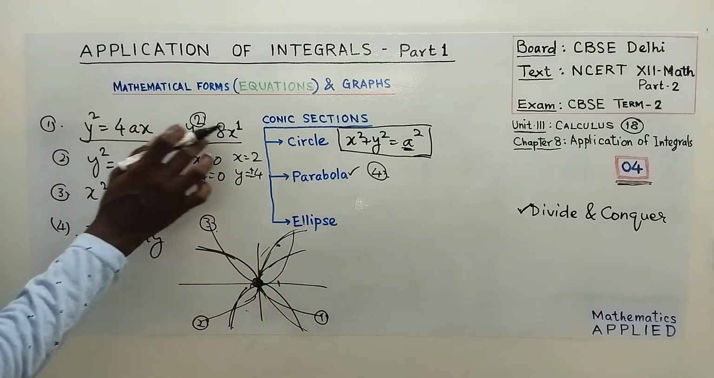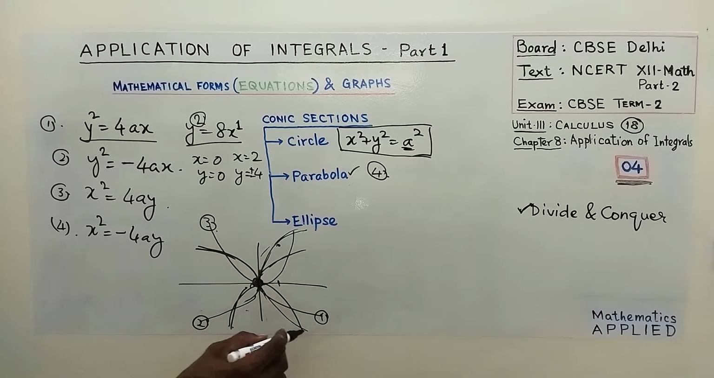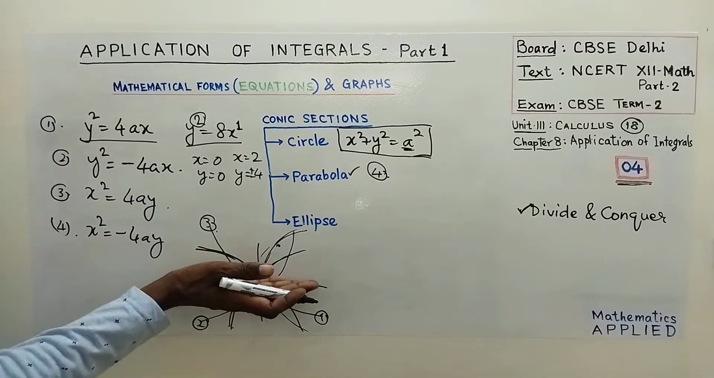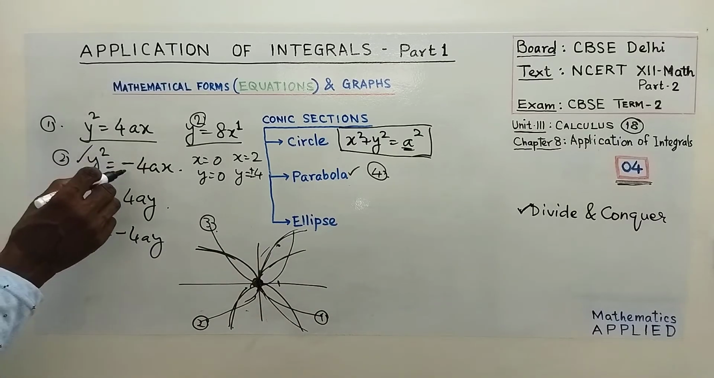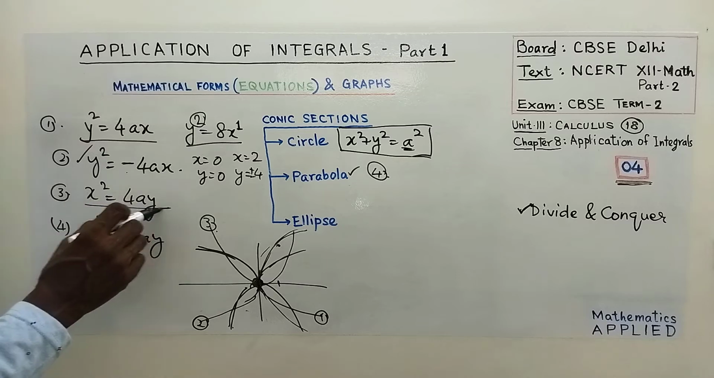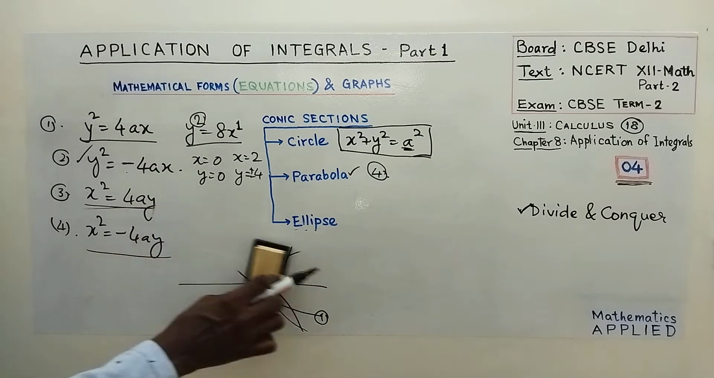This parabola will be symmetric to the x-axis. We must understand that by common sense. This one is going to be symmetric to the x-axis again, and this is going to be symmetric about the y-axis. This is also symmetric about the y-axis. So this is the parabola.